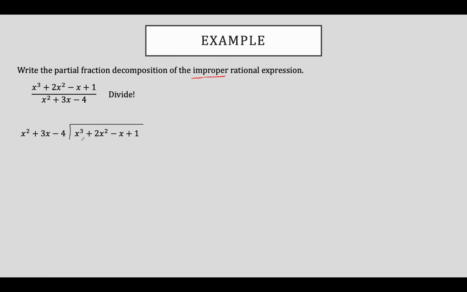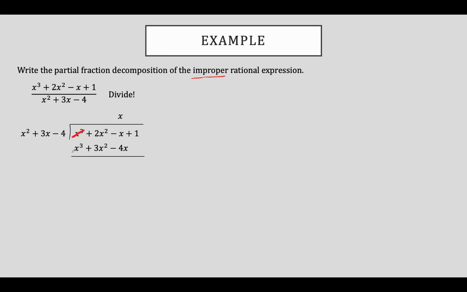We put our dividend, x cubed plus 2x squared minus x plus 1, inside of our long division box. Our divisor, x squared plus 3x minus 4 on the outside. We determine, what do I have to multiply x squared by to get x cubed? Well, I can multiply x squared by x and get x cubed. We put an x up top. We multiply down to each term in our divisor. That gives me x cubed plus 3x squared minus 4x, and we subtract vertically.